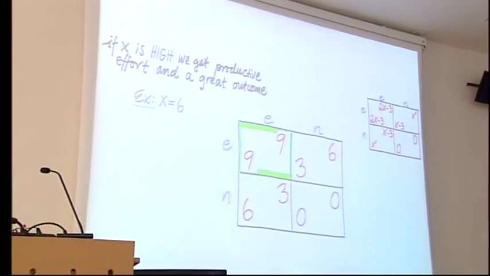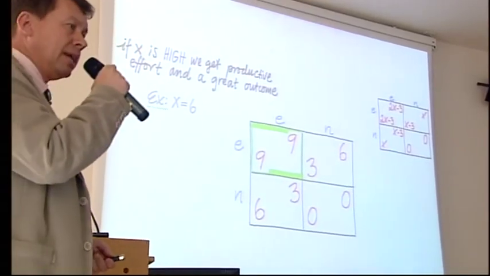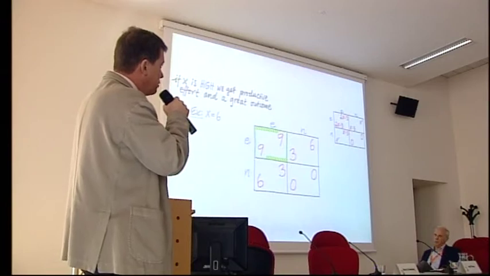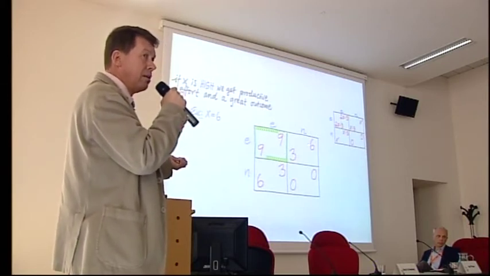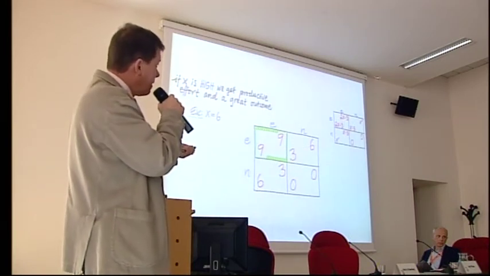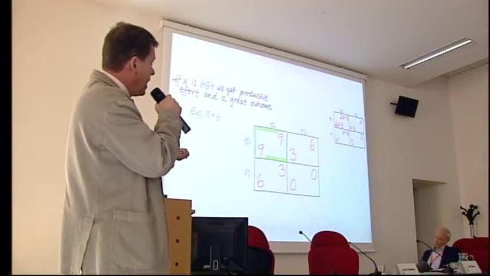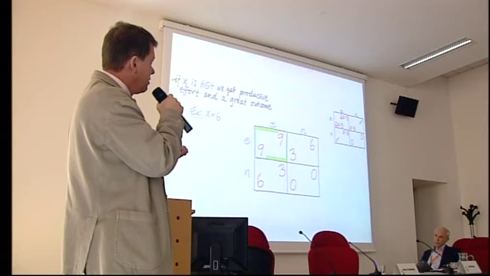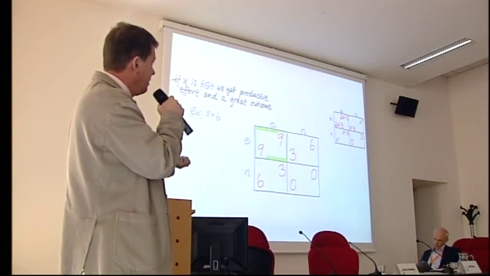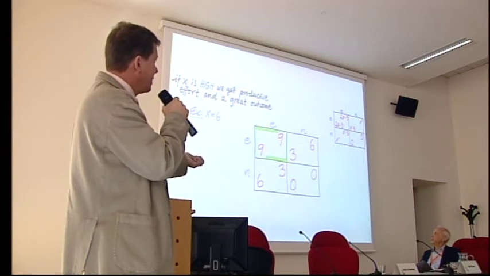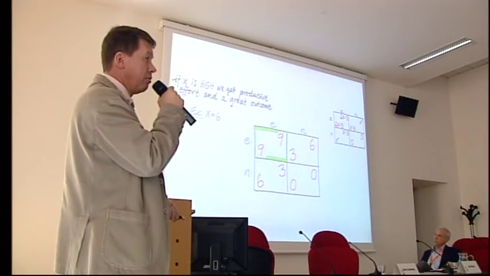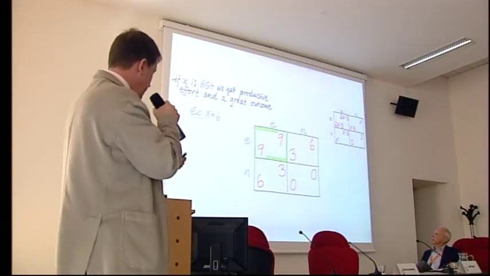Now let's think about what players will do in this game. It should be pretty clear. Take it from the viewpoint of player one. Player one doesn't know what player two is doing, but he doesn't really care because 9 is bigger than 6 and 3 is bigger than 0. So whatever the other player is doing, he's better off choosing high effort because the rewards are so great. So he will. The other player, it's all symmetric, the same logic applies. He will compare 9 and 6, and 9 is bigger than 6. So if he knew that the other player was choosing E, he would choose E himself. Of course, if the other player is choosing N, he would also choose E, because 3 is bigger than 0. He doesn't have to worry, he can choose high effort. Easy, and a great outcome, as I wrote.